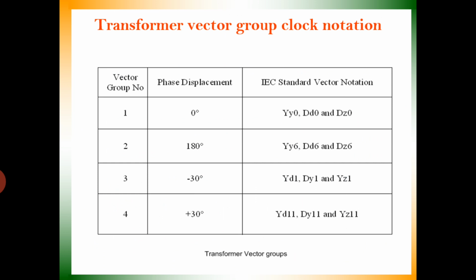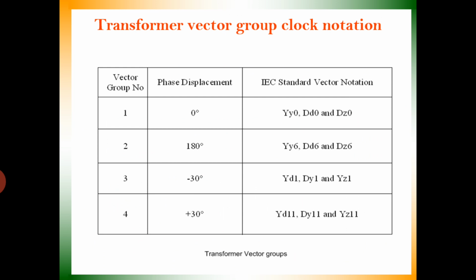So, transformer vector group clock notations. There are 4 vector groups already discussed: 0, 180-degree, minus 30 and plus 30. So in vector group 1, that is 0 phase displacement, the IEC standard vector notations are YY0, DD0 and DZ0. In this category, this type of connection is used. Which category? Vector group 1 and 0 phase displacement. So YY0, DD0 and DZ0.